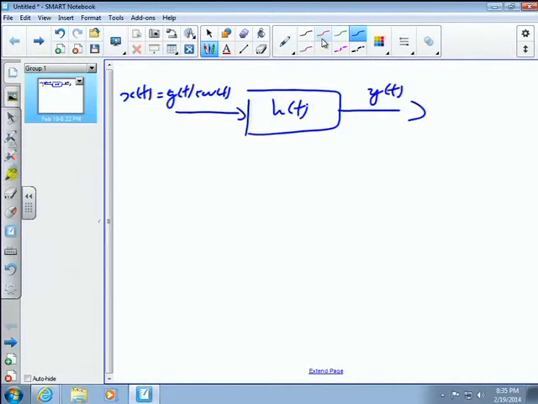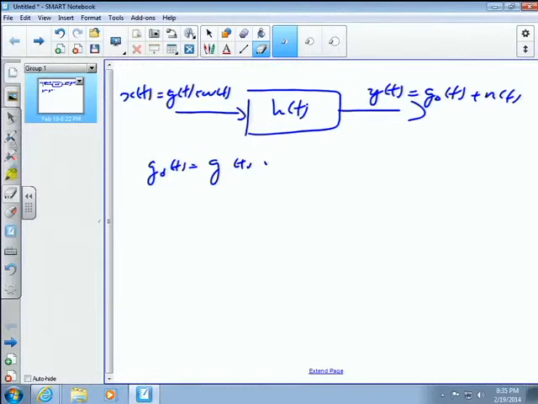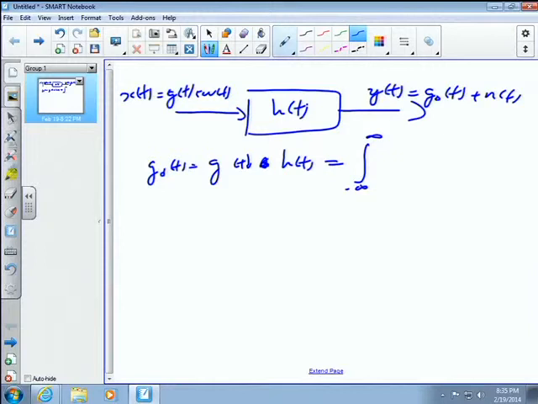And then this is y(t). The first thing is we know that g_0(t) is equal to g(t) convolved with h(t), which is equal to the inverse Fourier transform, and it should be over the period. Actually, should it? Double check. Nope, it is infinity. That's true, because it's going to be limited anyway. So it goes from minus infinity to plus infinity.